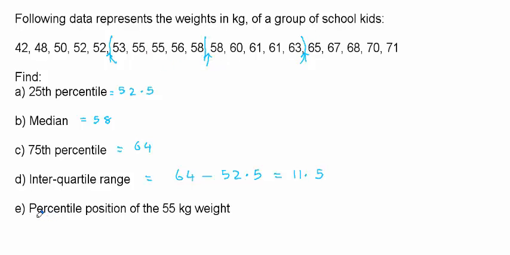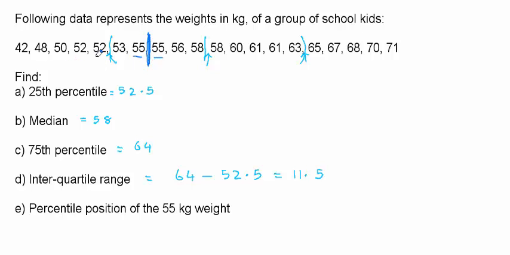And then one final question to answer. What is the percentile position of the 55 kilogram weight? So if you look at this list, we have two 55s over here, a 55 and a 55. So if you want to find the percentile, you want to split this up at this point so that one of the 55s would go this way and the other one goes this way. So you just split it up into two pieces, the two halves, not necessarily equal.